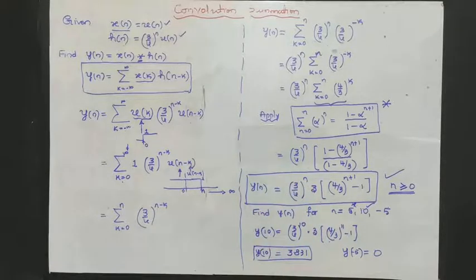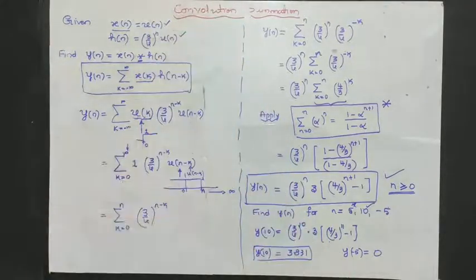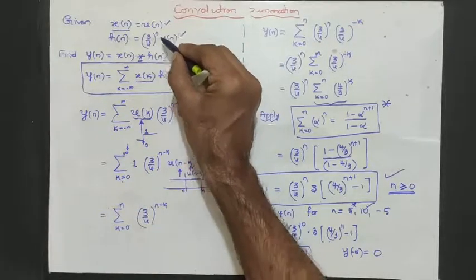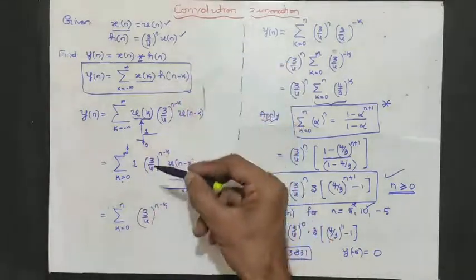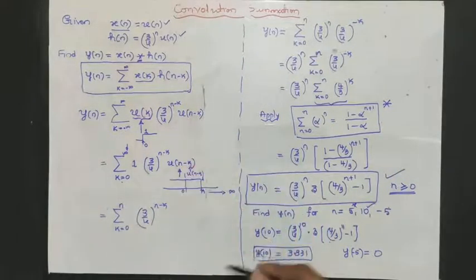This is how you can try to solve the convolution summation if x of n and h of n are given as numerical mathematical equations like this. x of n is equal to u of n, h of n is equal to 3 by 4 raised to n u of n, or half raised to n u of n, or in general alpha raised to n u of n. All this comes under the same way to solve. I hope you understood this concept.